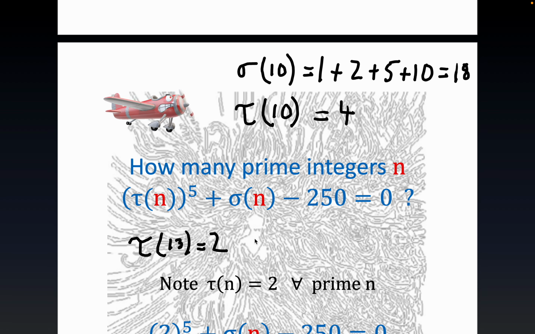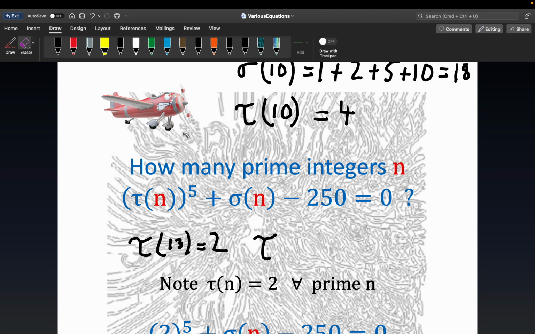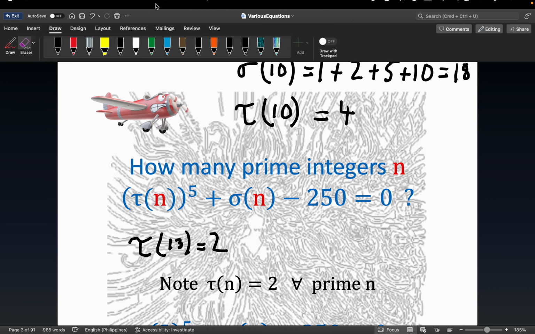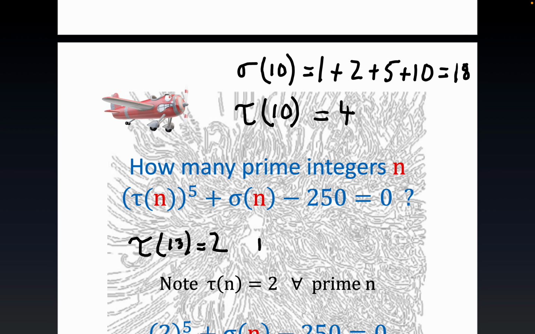Okay. Now, also something else that's quite useful. Notice that tau at, I'm probably overdoing the tau symbol there. Tau at, or excuse me, sigma. Let me erase this. Sigma at 13 is just equal to 13 plus 1. I'll write that down for emphasis. 13 plus 1 equals 14.